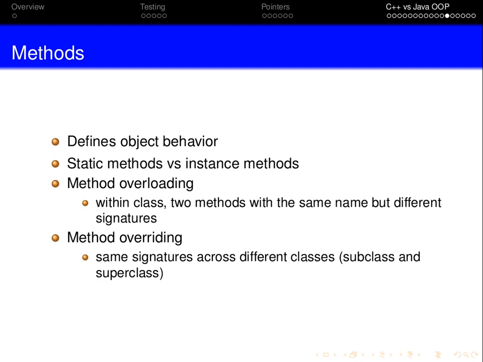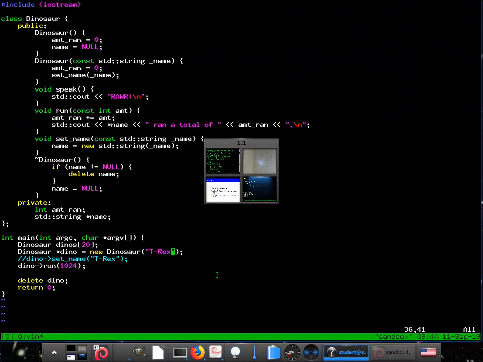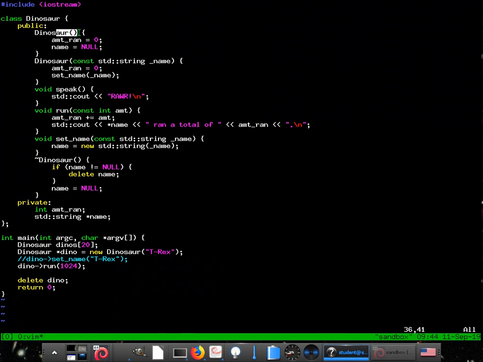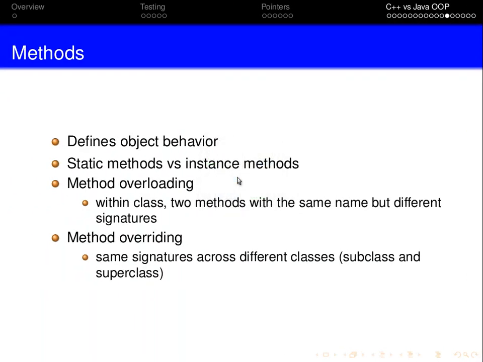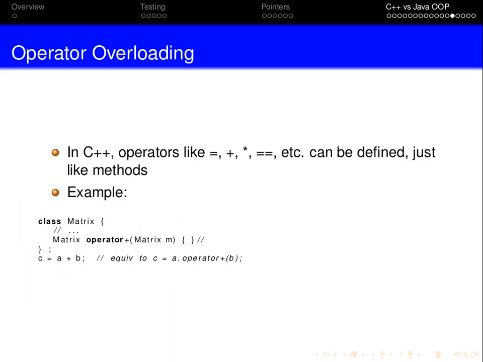So you can overload methods, and you did this in Java, and we just did in C++, because we have a constructor called dinosaur, and then a constructor called dinosaur that's passed a string. That's fine, and that's okay. But you can do overriding. So if you inherit, you can override the class as well. And yes, for example, in C++, you can override equals, plus, multiplication, and double equals can be defined just like methods. We are going to do this later, but not right now.